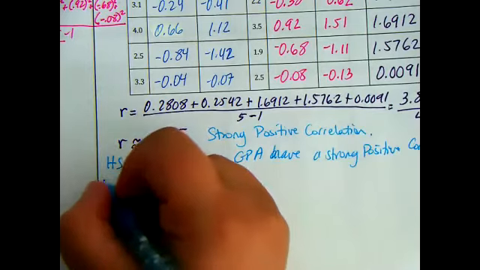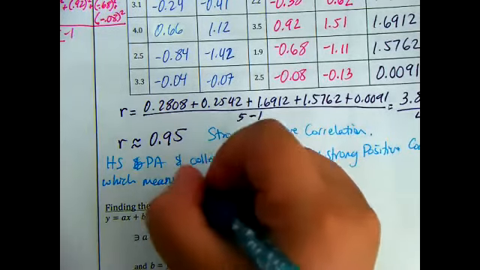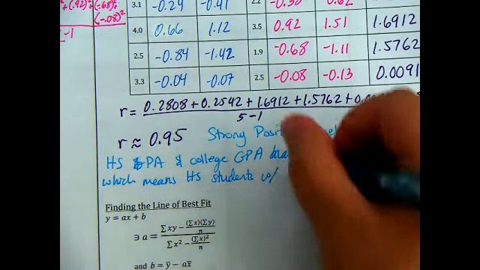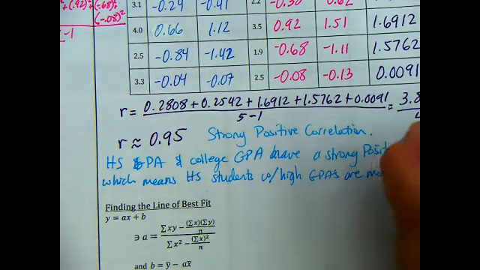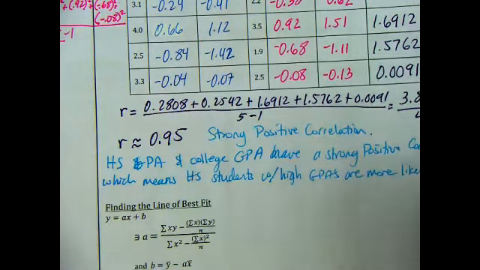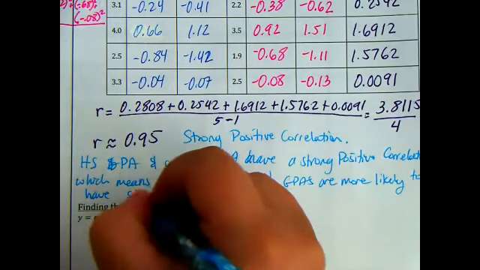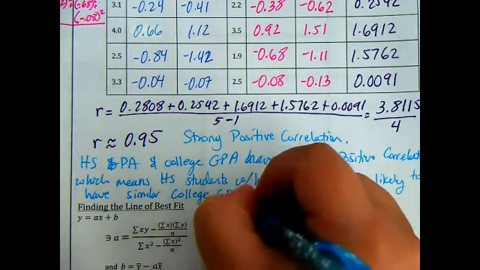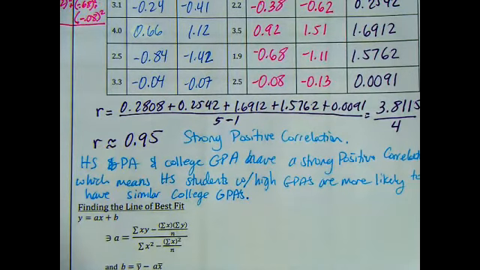Okay, which means high school students with high GPAs are more likely, right? We don't want to say will get, but we want to say are more likely to have similar college GPAs. Okay, they're more likely to have similar college GPAs.